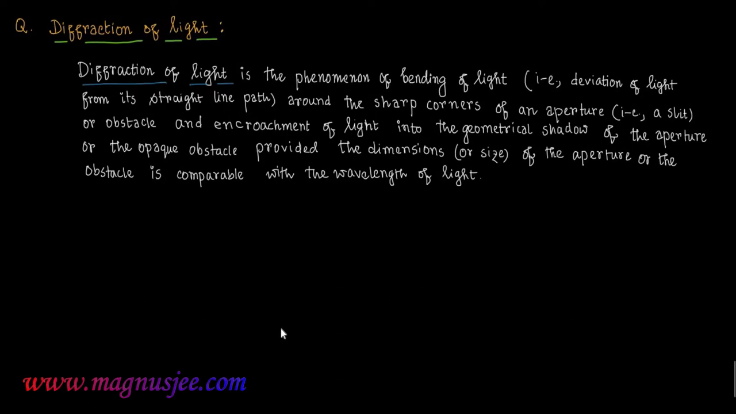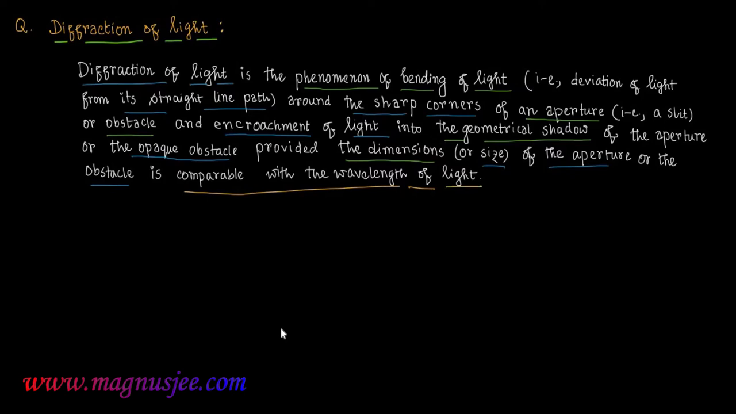Diffraction of light is the phenomenon of bending of light, that is, the deviation from its straight line path around the sharp corners of an aperture or an obstacle, and encroachment of light into the geometrical shadow region of the aperture or the opaque obstacle, provided the dimensions or size of the aperture or the obstacle is comparable to the wavelength of light.